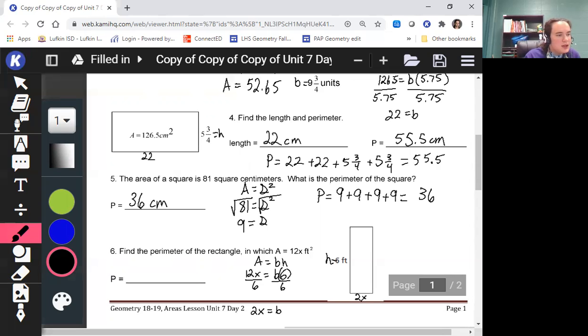Then we're going to find our perimeter by adding all of our sides. So 2x plus 2x plus 6 plus 6. And we combine our like terms, and we get 4x plus 12. That is our answer. There was a variable on one of the sides. We didn't have an extra equal sign in there. We weren't solving an equation. We were just finding our perimeter. So our perimeter is 4x plus 12.